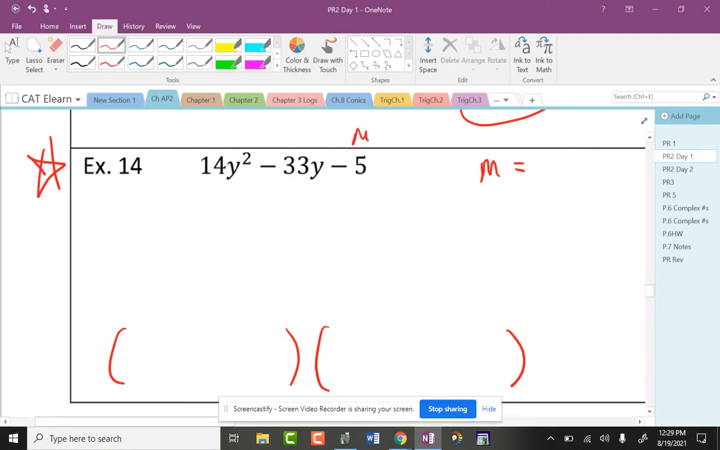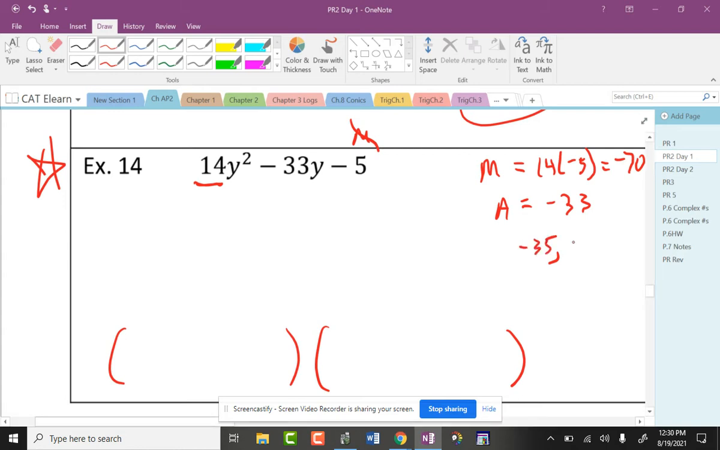M is not -5. That is not the M number. This jacks up everything, that 14 in front of the y squared. Does anyone know what the M number actually is that remembers this from last year? It's -70. M is 14 times -5, which is -70. And then A is still the middle term, which is -33. Next thing is, what are the two numbers that multiply to -70? Same two numbers add to be -33. He's already got it, and I see a couple other hands, but go ahead.